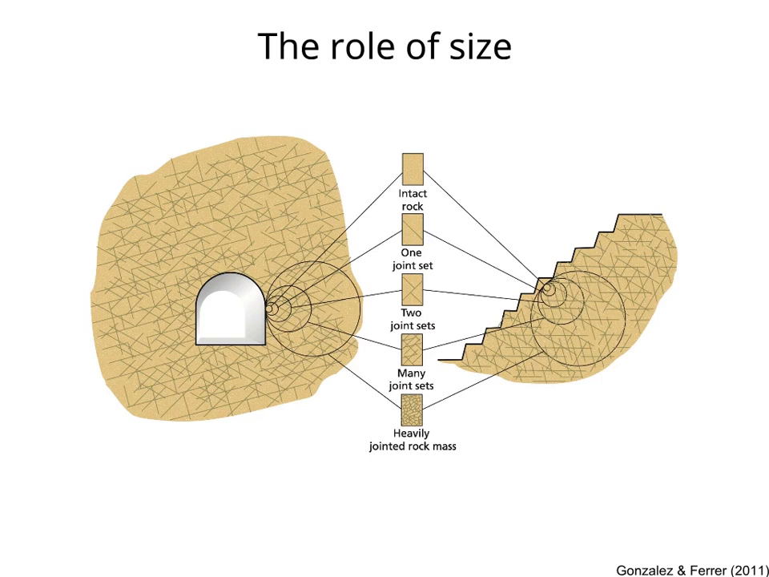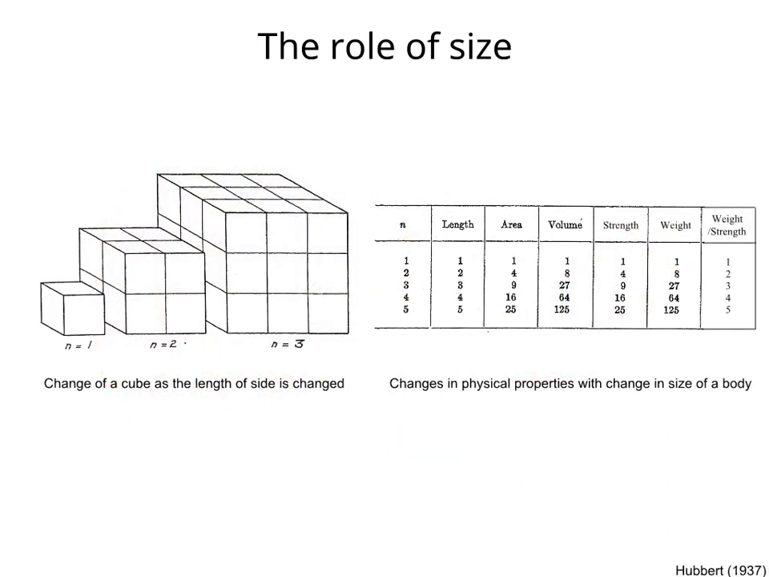However, with respect to the rock mass, their dimensions and natural conditions cannot be reproduced in the laboratory, and there are no appropriate methods available for estimating its strength in situ. This is why the strength of rock masses must be estimated using indirect methods such as rock quality indexes, mathematical models, and scale models. This diagram shows the change of a cube as the length of its side is changed.